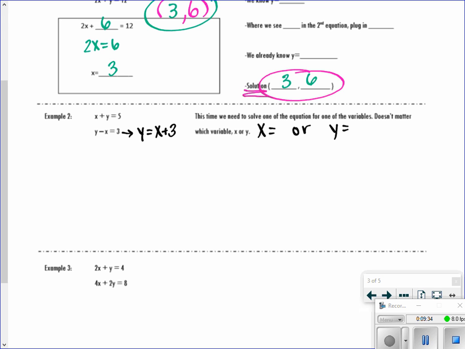Now you have a letter by itself, which means it is now turning into exactly like those other problems we were just doing. Whatever that letter equals is what goes in to that other equation for the letter that was by itself. So x plus, but instead of y, we're writing it as x plus 3 equals 5.